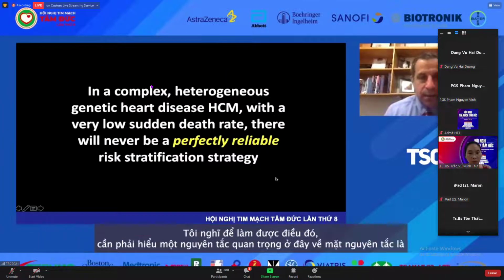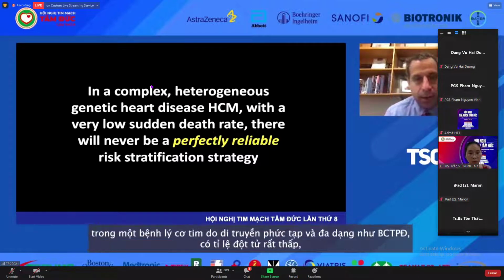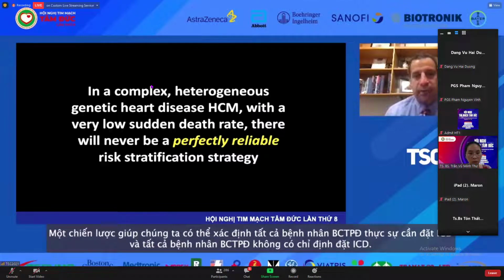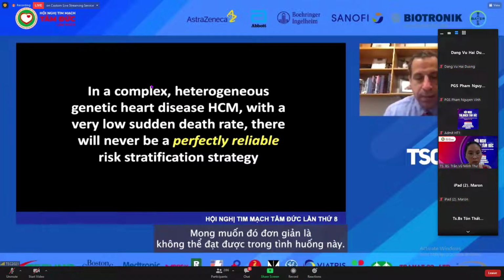25 minutes. And I think to do that, it's really important to understand an important principle here, which is that in a complex heterogeneous genetic heart disease, HCM, with a very low sudden death event rate, there's never going to be a perfectly reliable risk stratification strategy, a strategy where we're able to identify all the HCM patients that need an ICD and all the HCM patients that don't require ICD implant. That kind of aspiration is just simply impossible to achieve in this situation.